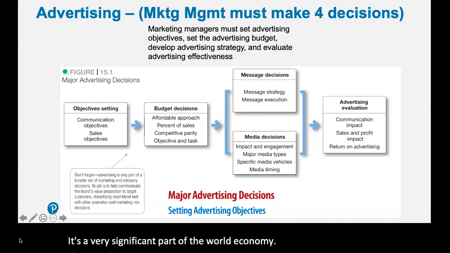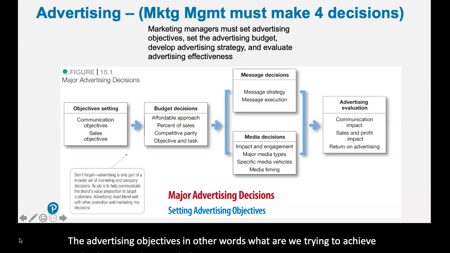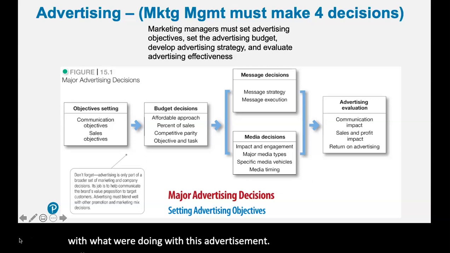If you took a look at the four primary decisions that a marketing manager makes, it's all rolled up into this graphic. Marketing managers will set the advertising objectives. In other words, what are we trying to achieve with this advertisement? They'll set the advertising budget. There's different ways of doing that, and often it's a combination of several. They will also develop the advertising strategy, from the message strategy to deciding on the major media types, etc.